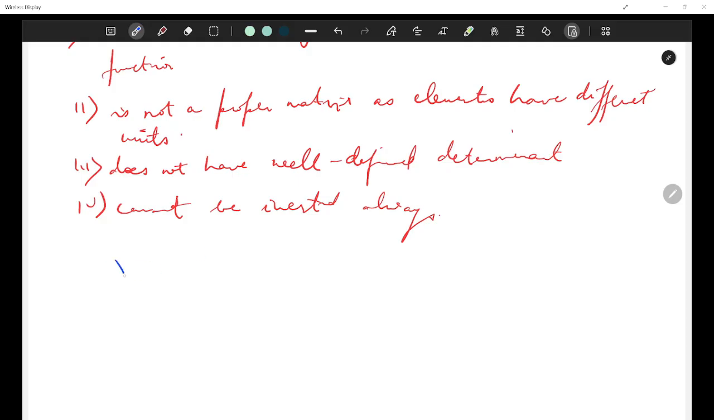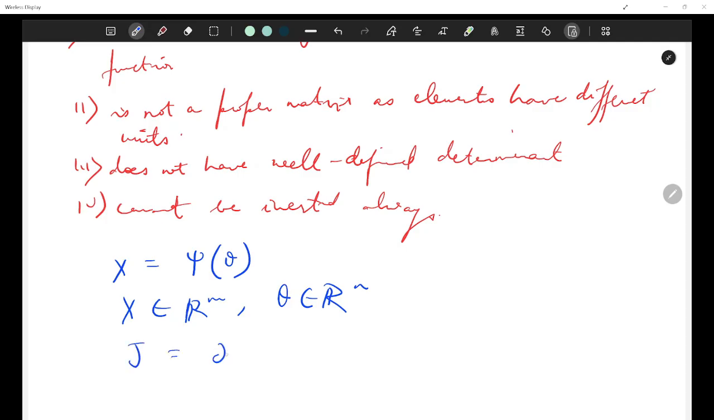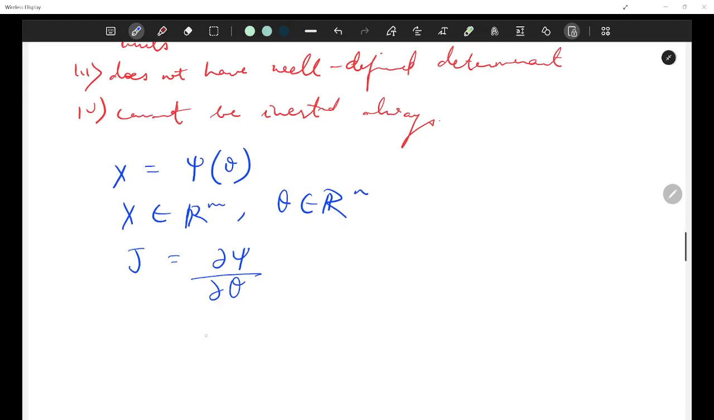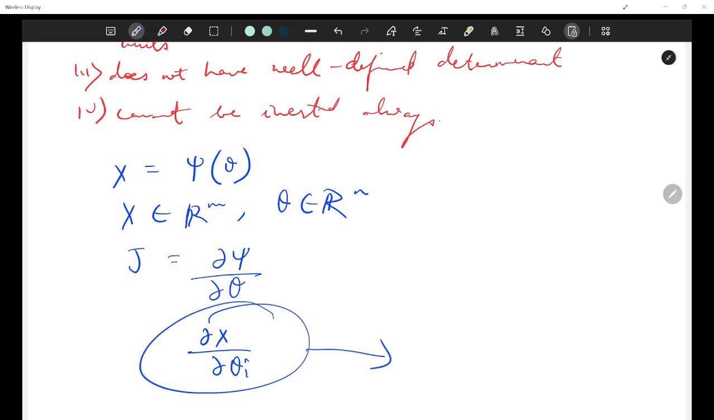So what do we know? x is equal to some function of theta, where x belongs to R^m and theta belongs to R^n. So the Jacobian is del psi by del theta, and each column of this is del x upon del theta i. This is an example of a proper Jacobian. All components of x have the same physical units.